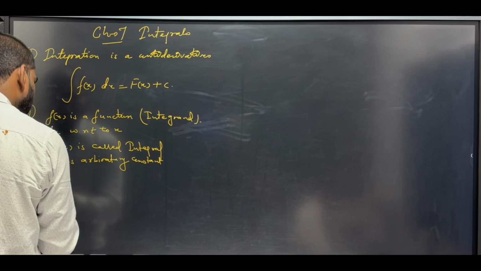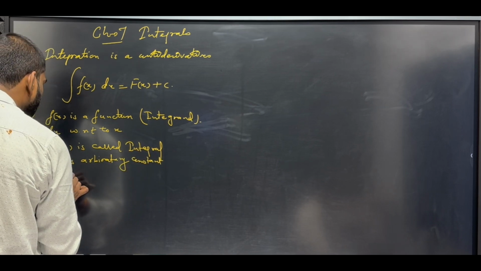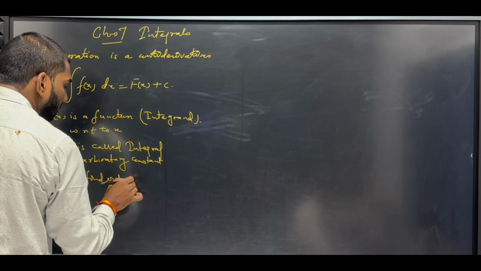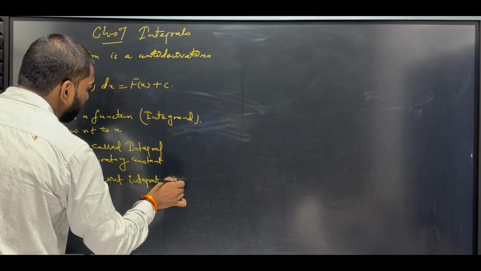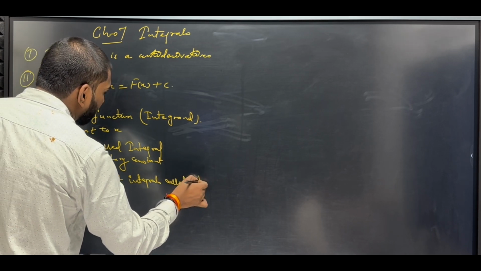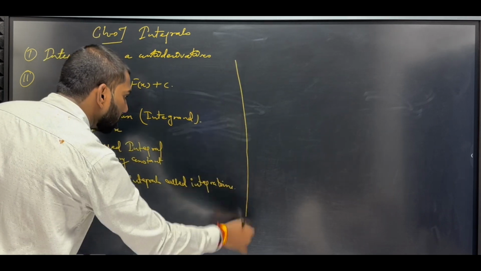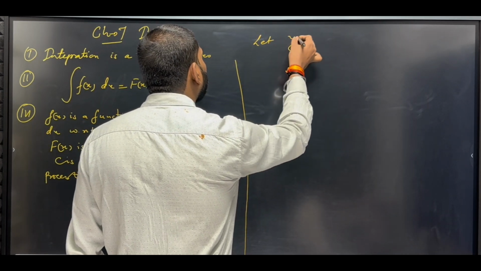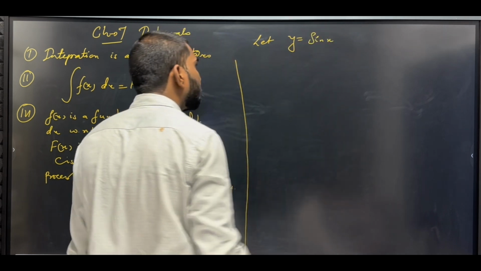Fourth one, c is arbitrary, and the process to find out integrals is called integration. For example, we are going to take the example, let y is equal to sin x be a function.